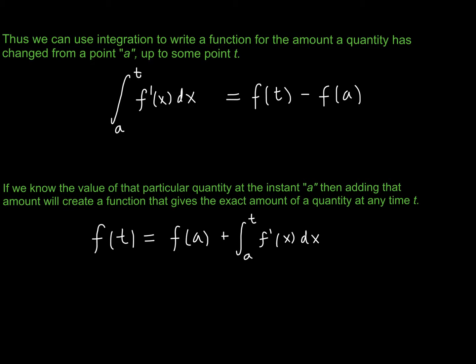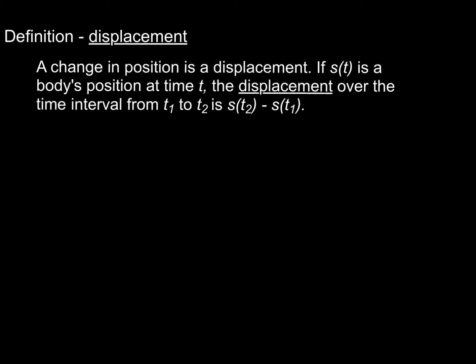Okay, so now let's go ahead and start applying this. Before we do, there's just one term that I think is worth quickly defining because it shows up quite a bit. This term here is called displacement. You've heard it before. Displacement is defined as such: a change in position is a displacement. So if s of t is a body's position at time t, and we use body here just to represent anything, so s of t is just the position function for some object, the displacement over the time interval from t sub 1 to t sub 2 is simply the position at t sub 2 minus the position at t sub 1.